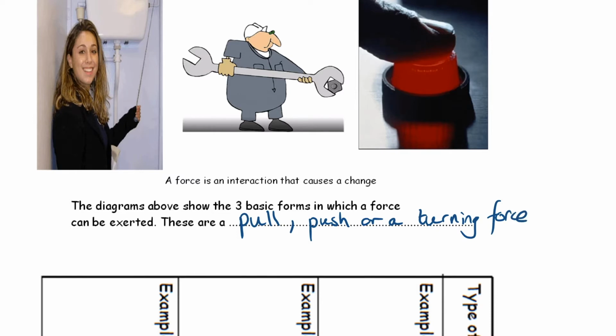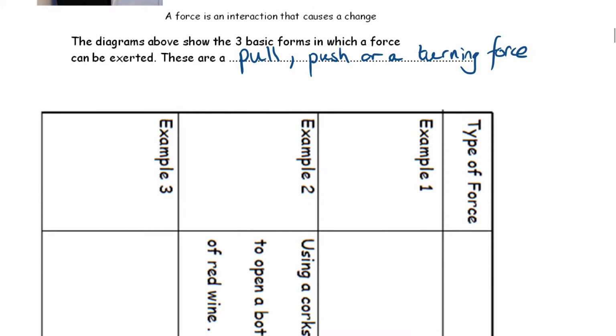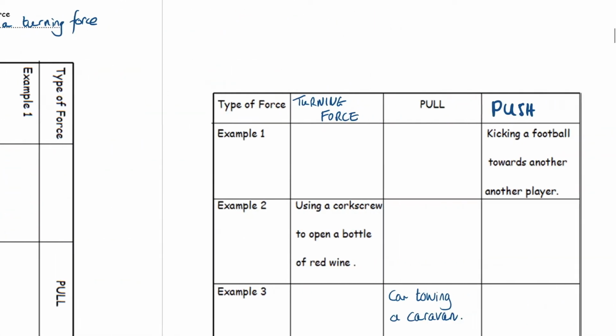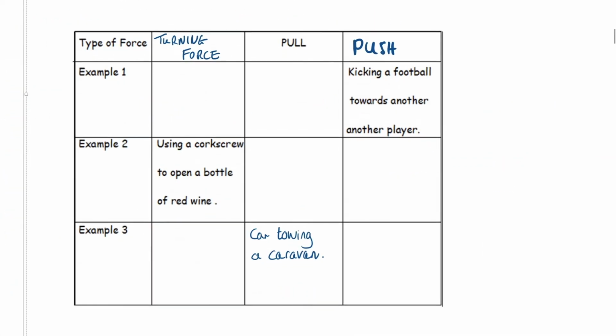Now your first activity is this table underneath. I just copied that over to the right hand side, and you can see I've started to fill in parts of the table. What you need to do is complete the individual cells. I've done one myself here, and just give examples of push, pull, 2 pushes, 2 pulls, and 2 turning forces. That's to activate your prior knowledge of what you've learned previously.